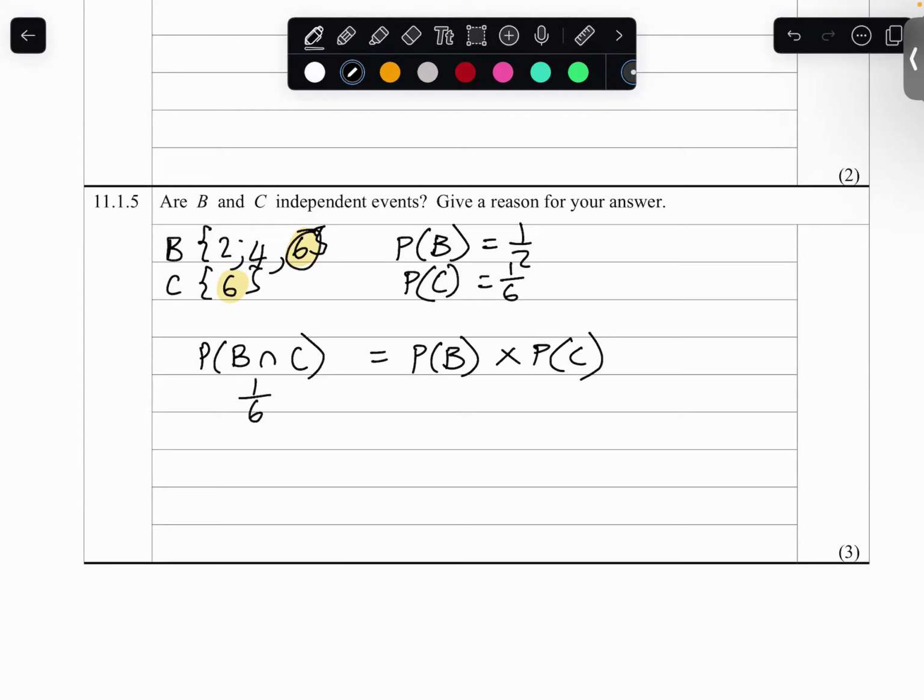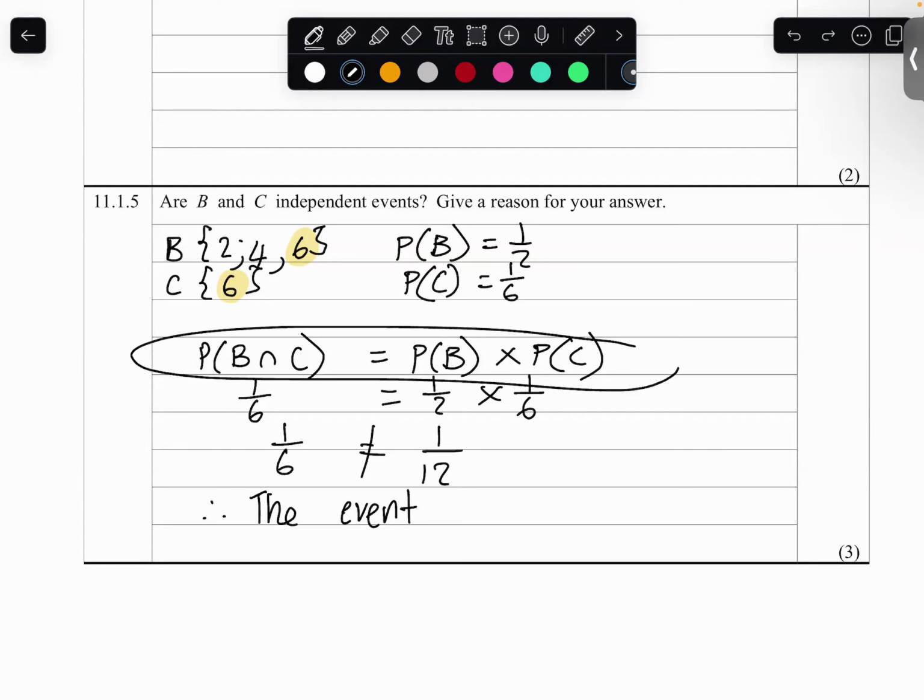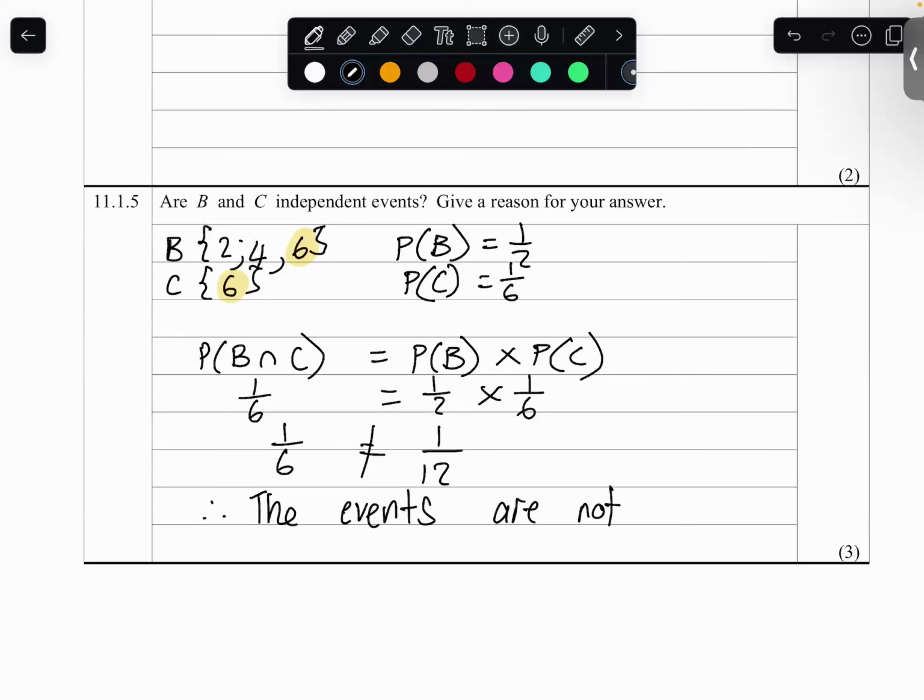They share one event that's common, so the probability of B and C is 1/6. The probability of B is 1/2, and the probability of C is 1/6. So we have 1/6 is equal to 1/12. That's obviously not true. So you say, therefore, the events B and C are not independent, because remember, for them to be independent, this side must be equal to that side. This is the formula you use whenever you see the words independent events. So you say the events are not independent because the left-hand side is not equal to the right-hand side.